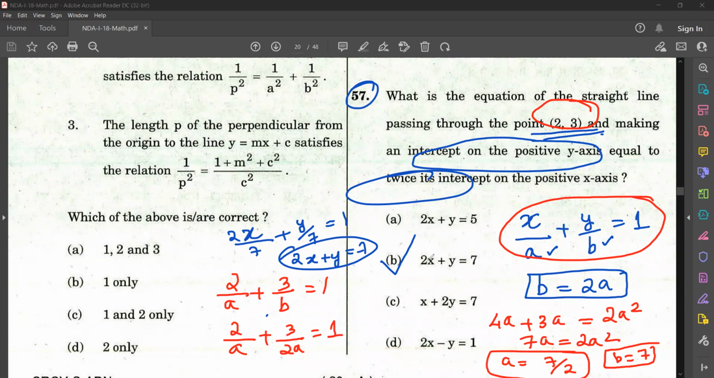Option B is the correct answer. Okay. Easy question, very direct question. You only need to know the intercept form and put the values accordingly. So whenever a line passes through a point, you can just substitute that for x and y. Copy down this. Any doubts means you can comment.